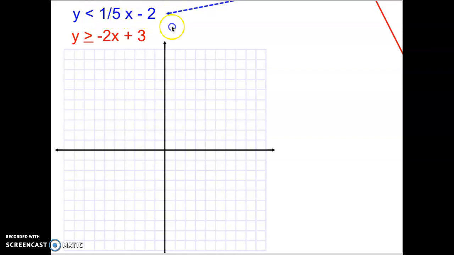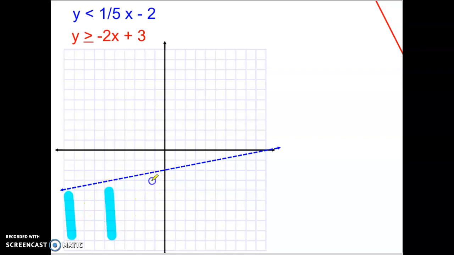So if we graph that one, take my line here, and I will graph that. Starts at -2, and my slope is going up 1 over 5, up 1 over 5. Now, if I were to shade this one, I'll shade that in some light blue, and this one would be less than, so everything would be shaded below this line right here. Okay, so I think that should make sense so far. So we took care of the first one.